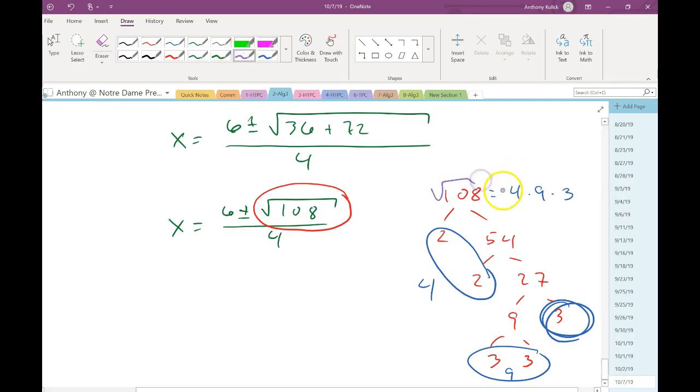The square root of 108 then has to be the square root of 4 times 9 times 3. Well, the square root of 4 is 2. The square root of 9 is 3. And I can't do anything with the square root of 3. And 2 times 3 is 6. So I can really rewrite the square root of 108 as 6 square root of 3.